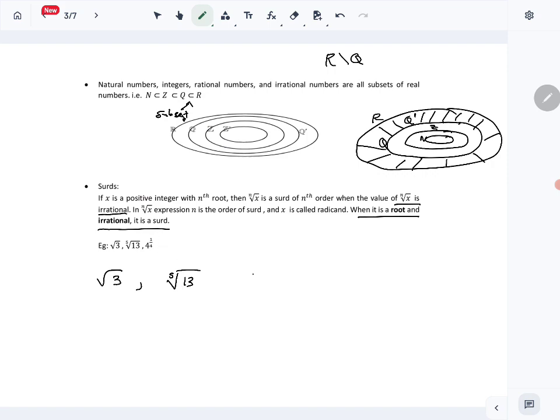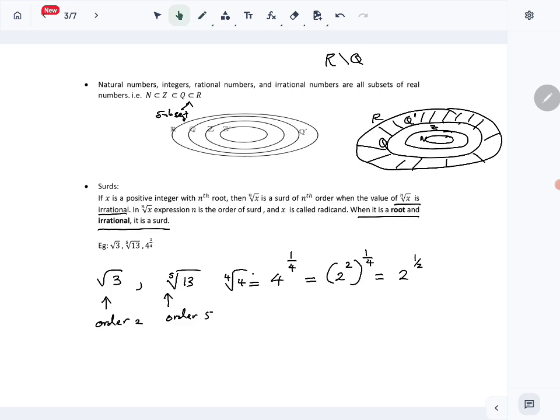Then how about this one? So this is order 5. Surd, this is order 2, square root. Then let's look at this one. Why is this one a surd? This is 4 raised to the 1/4 power. Oh, this is the same as the 4th root of 4. So let's simplify this. 4 can be written as 2 squared, to the 1/4.